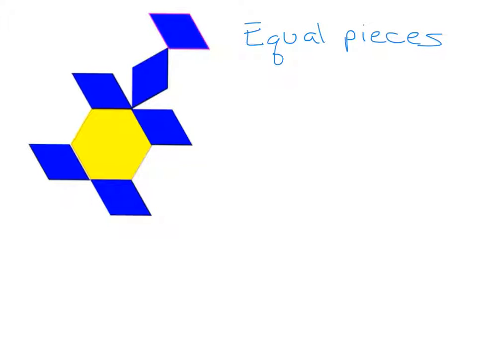To find the fractional amounts of each color, I need to make sure that my whole image has equal pieces. So I look at the smallest shape, which is my parallelogram, and I see if I can make all of the shapes into parallelograms. The blue ones are easy because they're already there. And then the yellow, I know that I can fit 3 parallelograms on top of it. So that'll give me 1, 2, 3, 4, 5, 6, 7, 8, 9 equal pieces that I can use as my denominator.